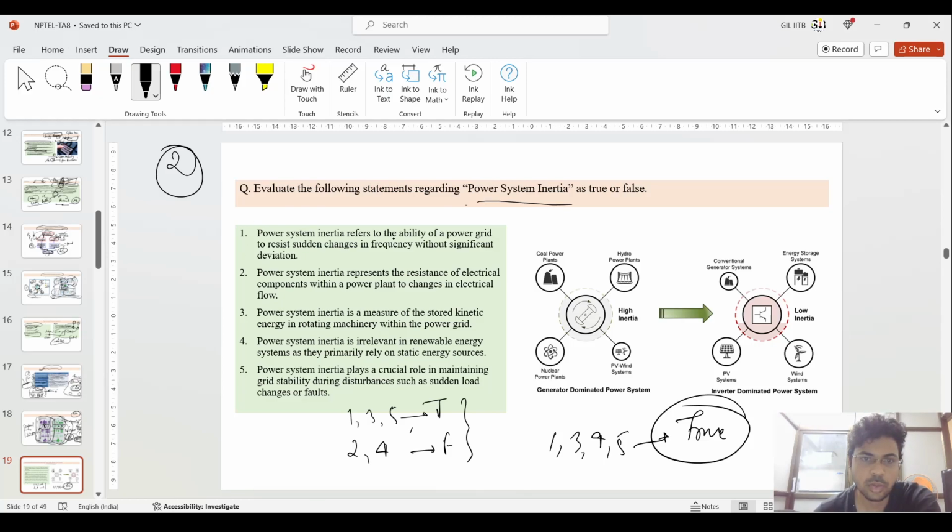Okay, coming to the answer part, just read the statements. The first statement is saying that power system inertia refers to the ability of a power grid to resist sudden change in frequency without significant deviation.